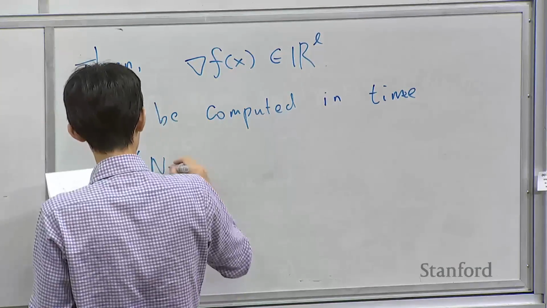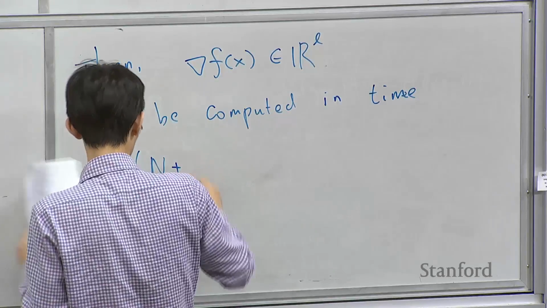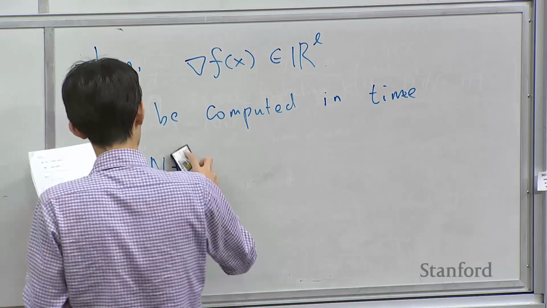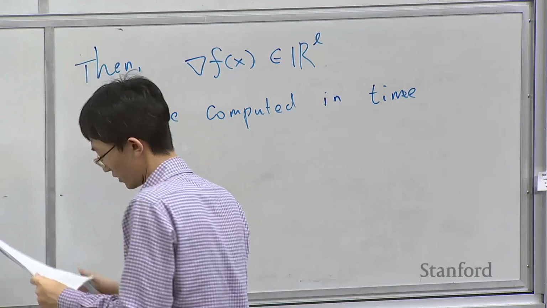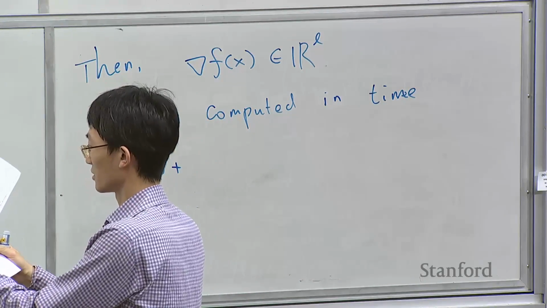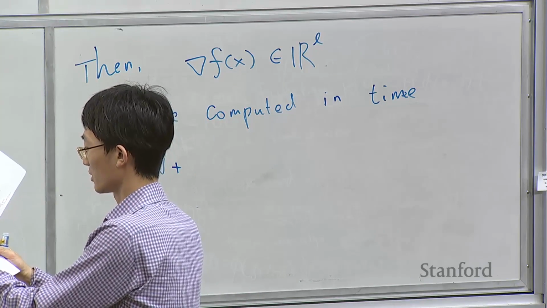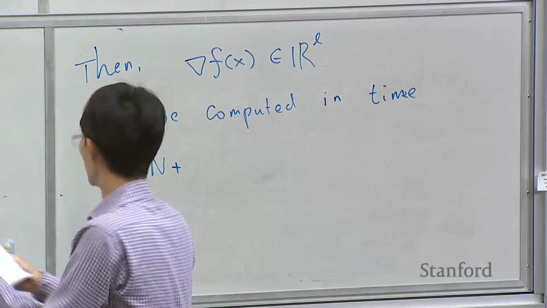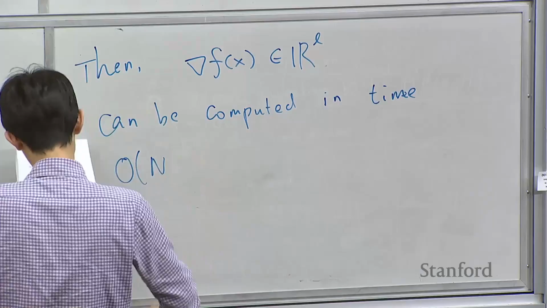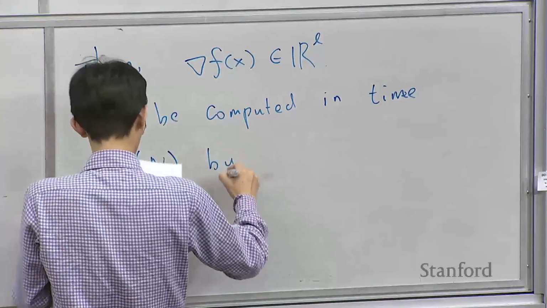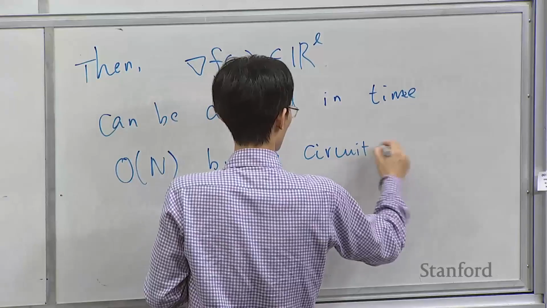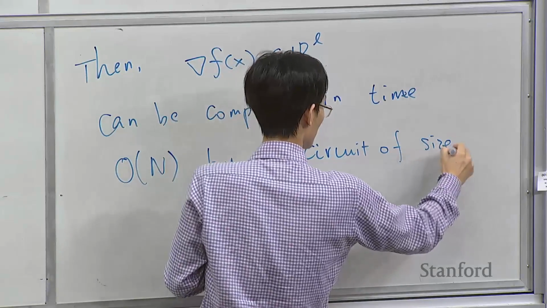I guess technically this is O of n plus d, but sorry, I'm not sure why I'm on my notes. This is a typo, I think. Oh, I see. So, okay, I guess it's time O of n by a circuit of size O of n.